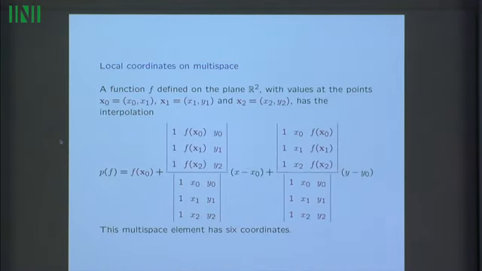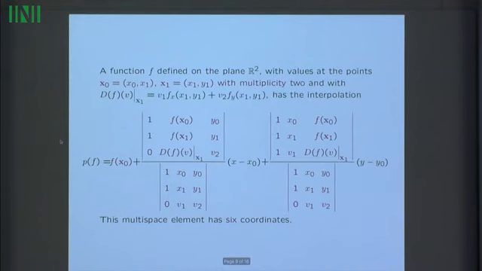Okay, what are my coordinates on my multispace? Well, a function defined on the plane with values at 3 points has this interpolation. So this has 6 coordinates: x0, x1, x2, f of x0, that baby there, and that baby there. And they're my coordinates on my multispace. So these are the coordinates that are defining my bundle as a manifold. And if I coalesce, well, I have that coordinate twice, and then I have f of x0, this baby, and that baby. So I don't lose coordinates under coalescence if I maintain multiplicity.